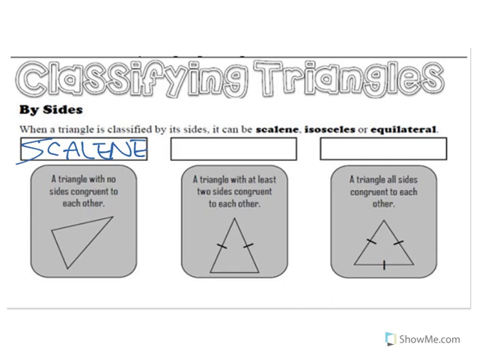A triangle with at least two sides congruent to each other is known as isosceles. Isosceles means that there are two congruent sides. And lastly, a triangle with three equal sides, or all sides congruent to one another, is an equilateral. Okay, equilateral. Let's move on. So we just did that by sides.